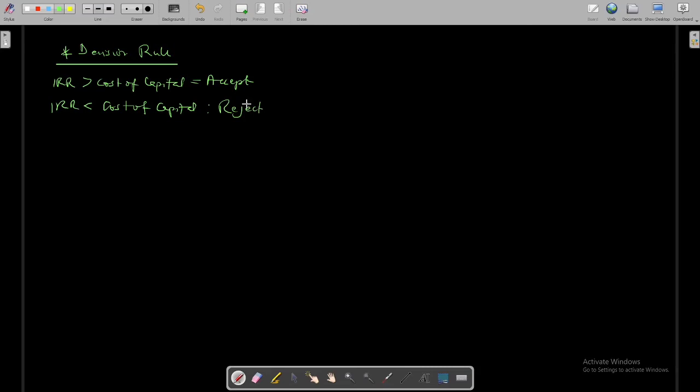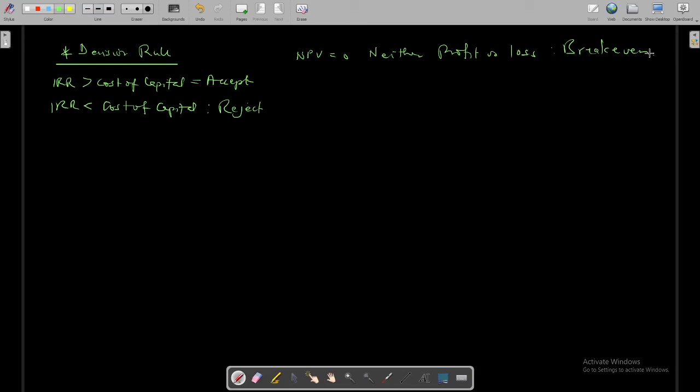Now, the internal rate of return is the rate at which the project NPV is equal to 0. That is, the project makes neither profit nor loss, meaning the project breaks even. So this rate is what makes the project break even.